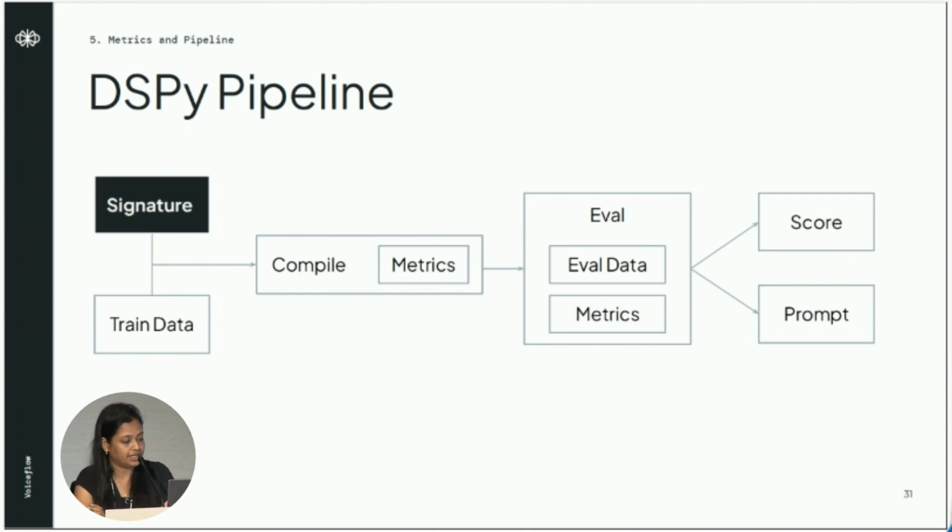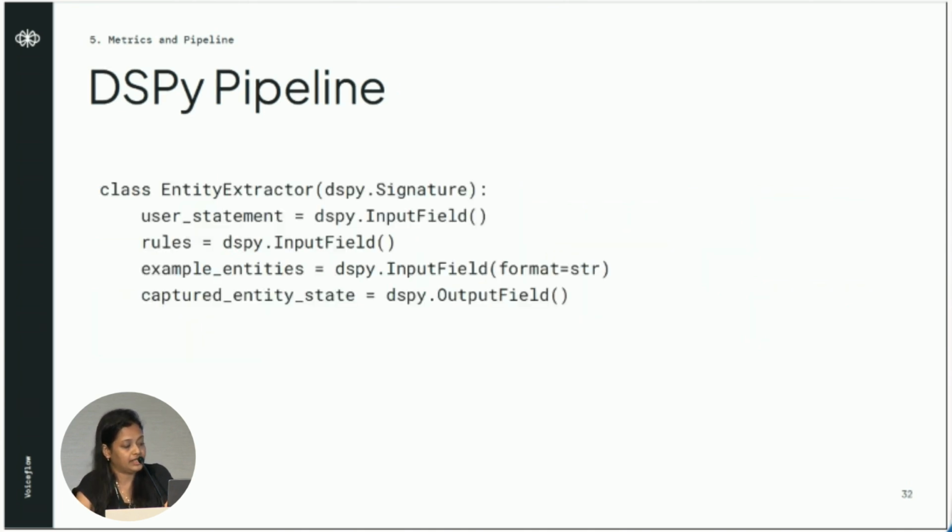Let's go through the signature in detail. As mentioned earlier, the signature tells the LLM the expected behavior. The input and output are part of the signature. DSPY does provide basic signature formats, but in our case, we had to define our own custom signature. Here is an example of the signature that we defined. One is the user statement or user utterance, which is the input from the user. Next are the rules, using which you will evaluate the user utterance. Example entities tell the LLM the entities that I expect.